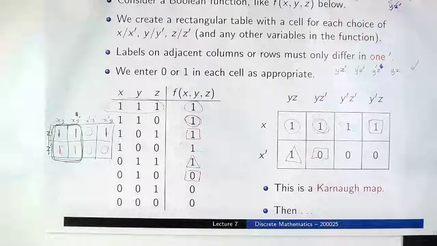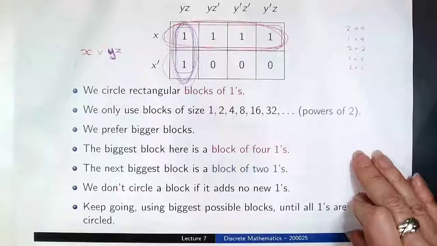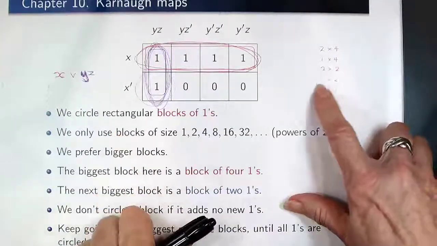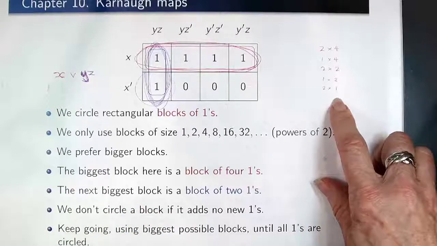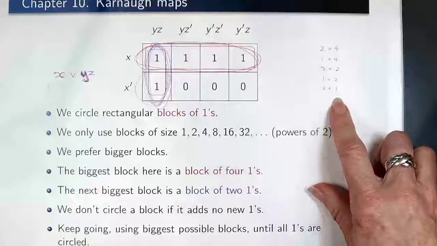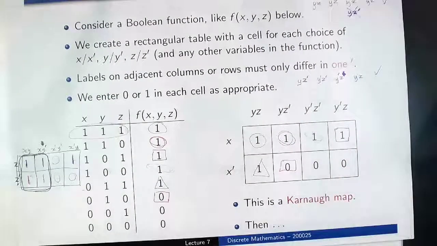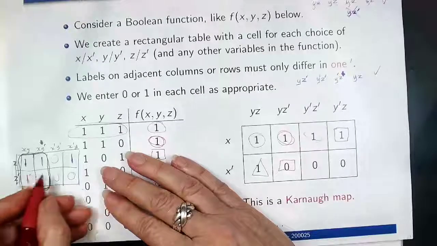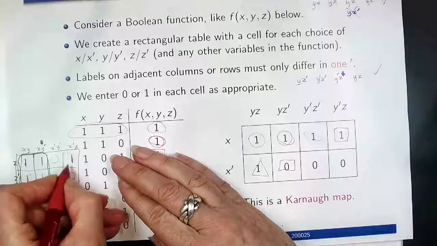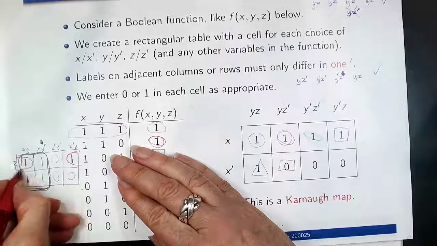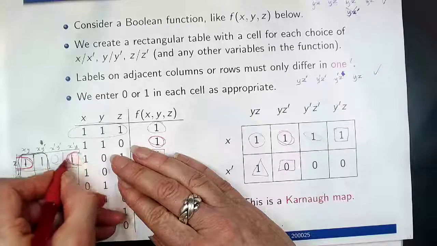But I'm not looking for blocks of 3. We're only looking for blocks of size 2, 4, 6, 8. That is blocks that are 2 by 4, 1 by 4, 2 by 2, 1 by 2, 2 by 1, things like that. It's just powers of 2. So I'm not going to take a block of 3. However, I do have a block of 2 here. I'm not going to take this one all on its lonesome. That wraps around, so I'm going to take a block with just those 2.